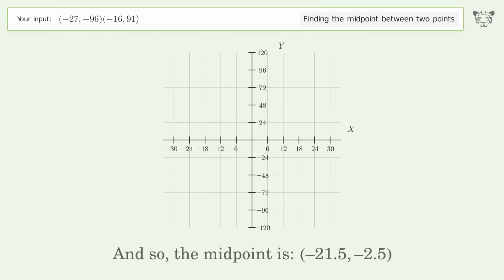And so, the midpoint is negative 21.5, negative 2.5.